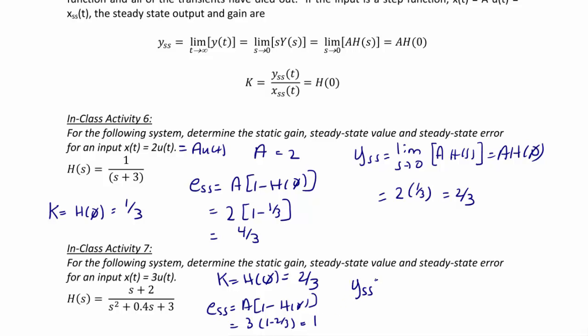The steady state value, Y steady state, is equal to a times H of 0. So that's going to be 3 times 2/3. So the steady state value is equal to 2.